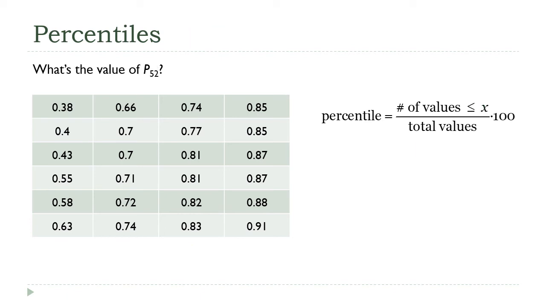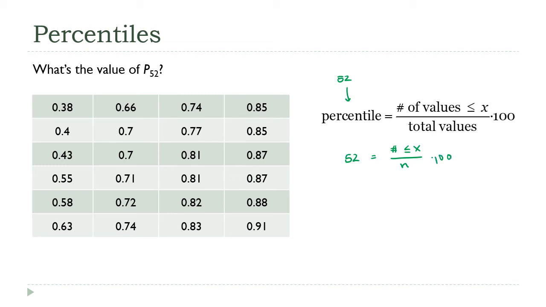Okay, so how about if we want to go the other way? Now instead of giving you a data value, I've given you a percentile. I want to know what value is P52. Well, the 52, this is the percentile over here. So I'm going to replace that with 52 equals the number less than or equal to x over the total. I don't want to keep writing this over and over again, so let's call that n, times 100.